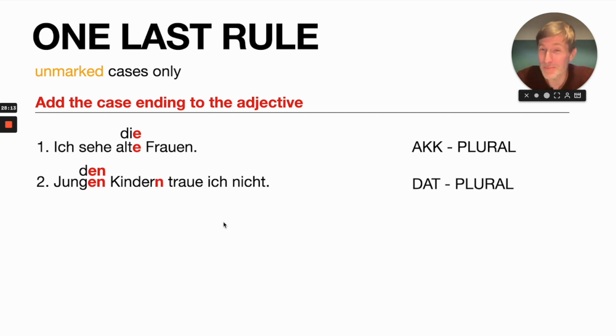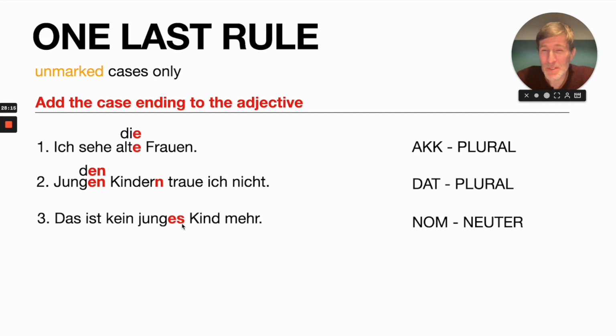Yeah, fooled me. Das ist kein junges Kind mehr. So careful, junges. Yeah, even though there is an es ending here, it's not at the end of Kind, so therefore it's not indicating genitive. Yeah, you see kein, but kein doesn't have an ending, and therefore junges has to take over the article ending.